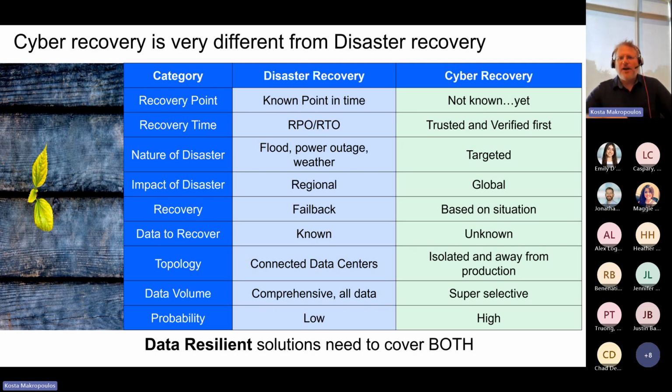So I want everyone to keep that in mind, because that's really the foundation or the basis of everything we're going to be talking about here. We're going to be defining what data resilience is, and data resilience solutions really need to cover both aspects, right? We're not saying that everything you've invested in disaster recovery and business continuity gets thrown out the window. No, it's still required, it's still needed, but it's solving a different problem.